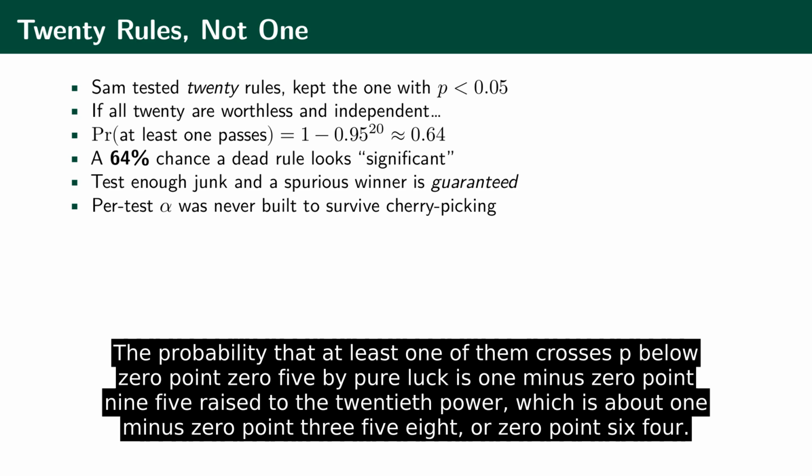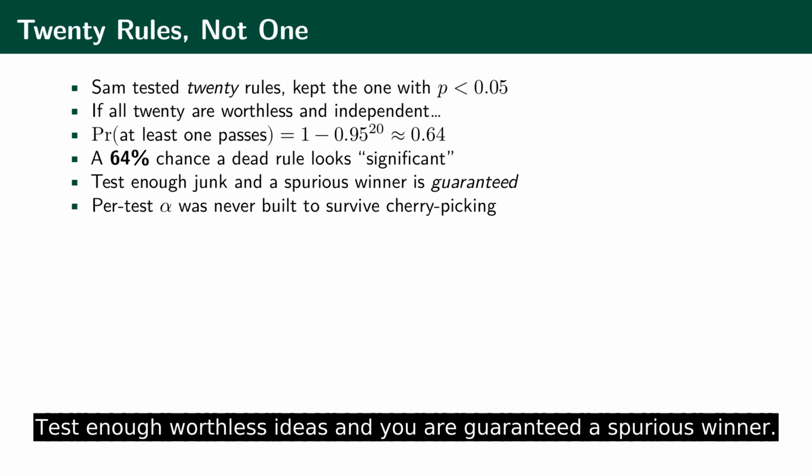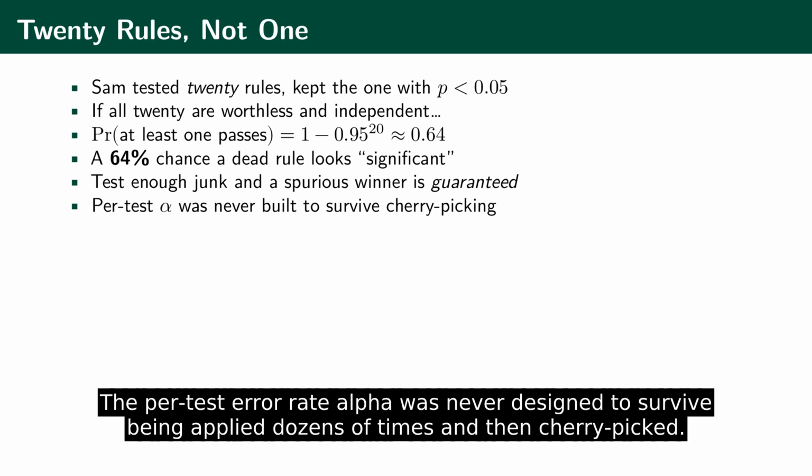There is a 64% chance, better than a coin flip, that at least one dead rule looks significant, simply because Sam gave luck 20 tries. Test enough worthless ideas, and you are guaranteed a spurious winner. The per-test error rate alpha was never designed to survive being applied dozens of times and then cherry-picked.